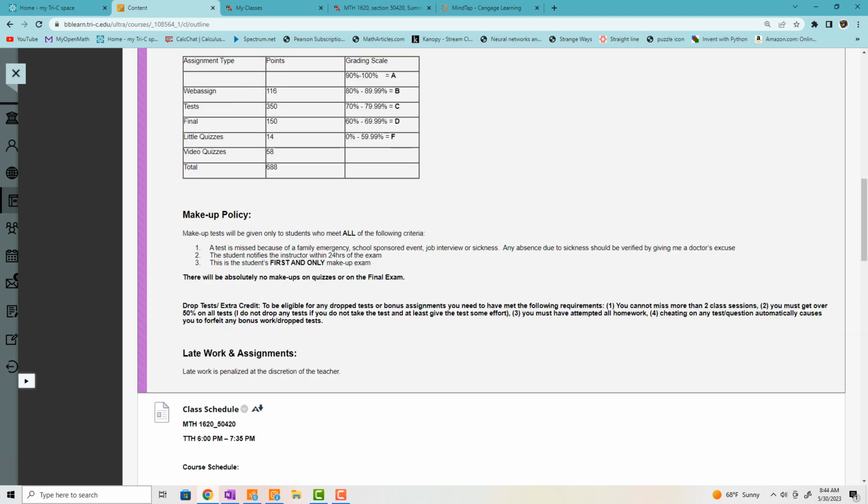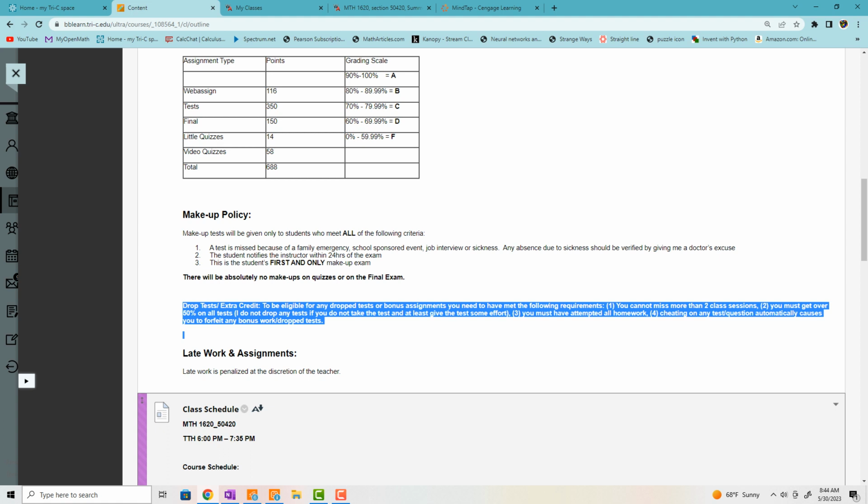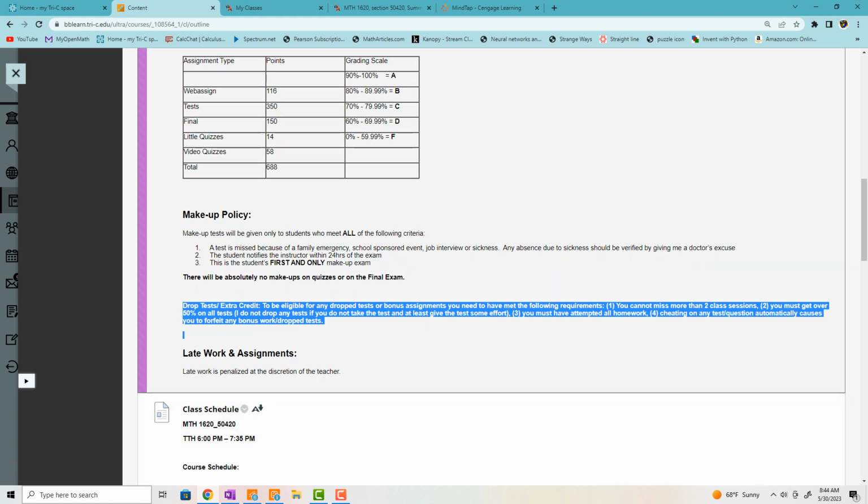One thing to note for extra credit or anything like that, you really need to be participating in the class. I had people try to just use extra credit in order to pass, and that's not going to work anymore. So just make sure if you want a drop test, where I'll drop your lowest test score, in order for me to do that, you have to get over 50% on all the tests. So you can't just say, well, I'm going to flunk this one and be done with it. No, you have to really try on all your tests.